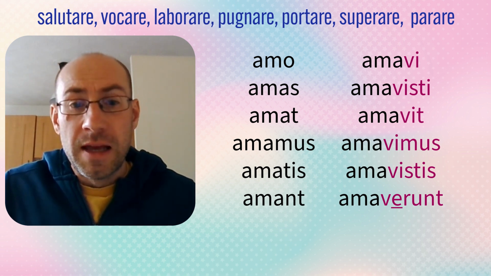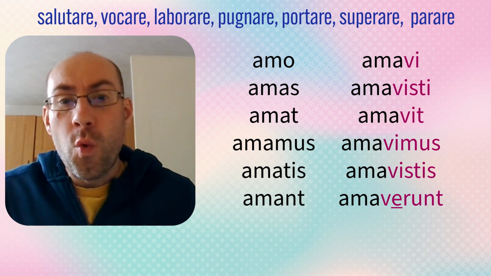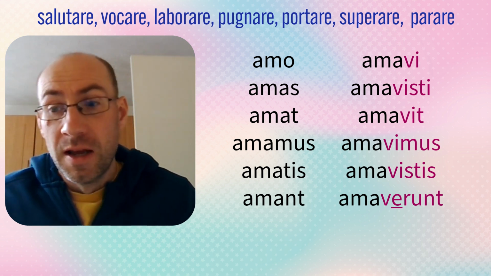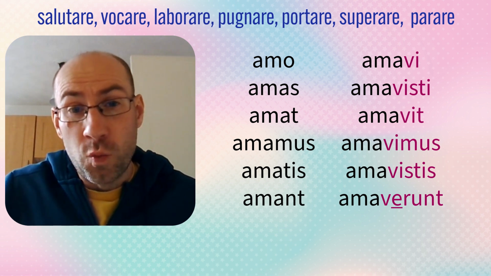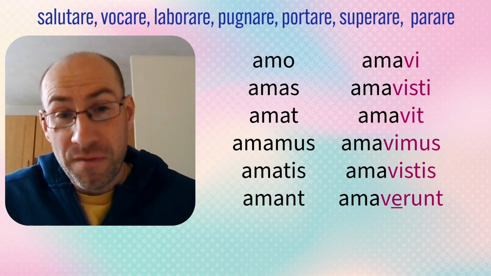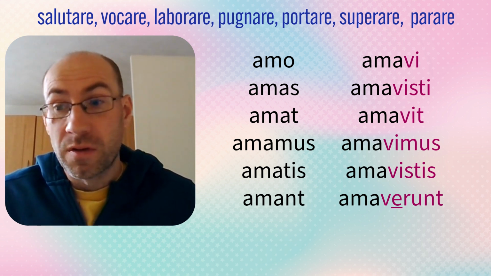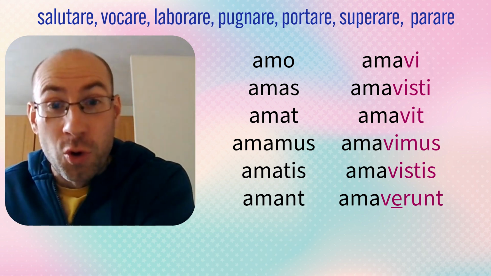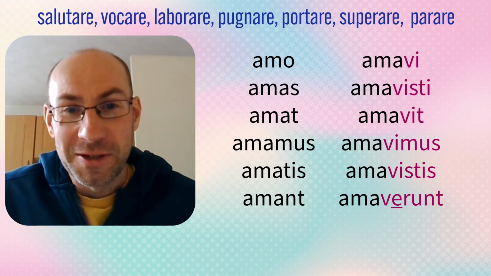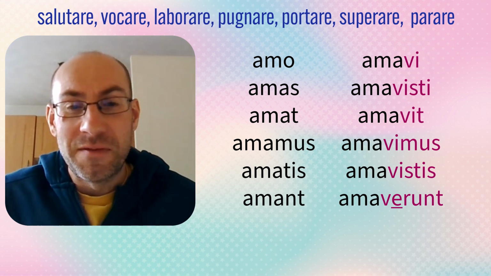Amavistis, you loved. And they loved, amaverunt. That's a funny one, isn't it? Though that combination of letters, verunt, you're only ever going to see that as the perfect tense for the they form. So if you ever see something with verunt on the end, it's they did something, depending on what the verb actually means. So that identifies that one.